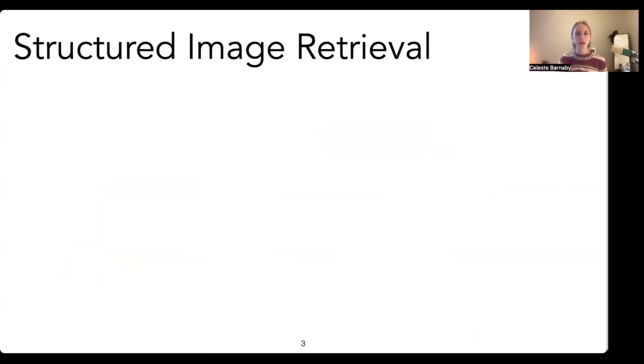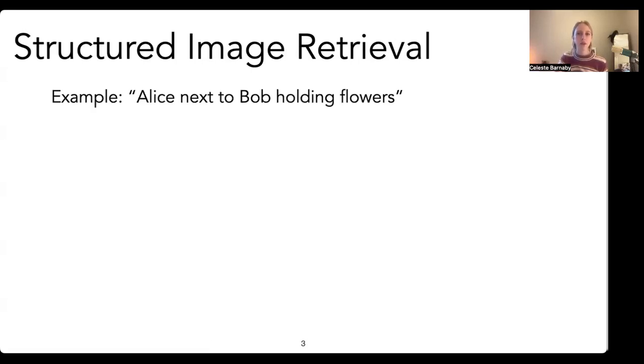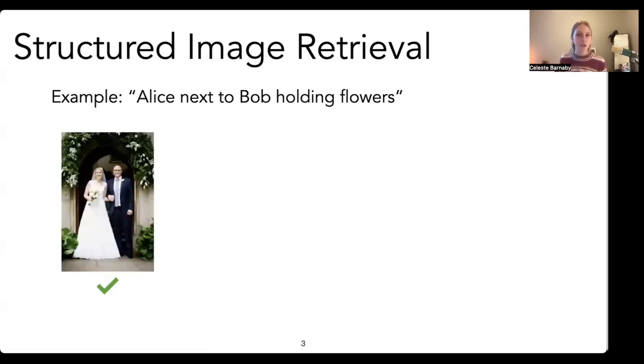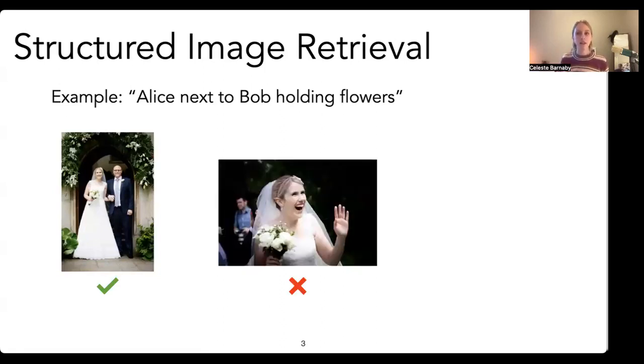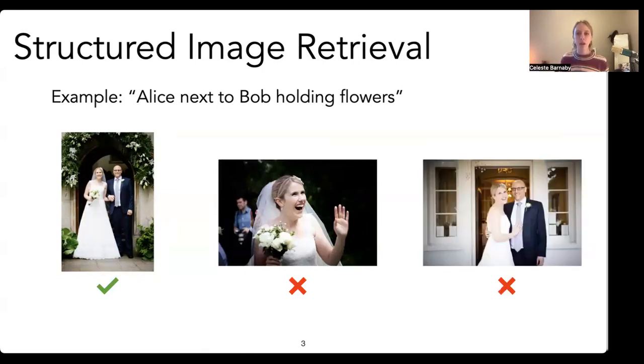These search tasks belong to a class of structured image retrieval tasks that require semantic reasoning about the structure of objects in an image. These tasks involve searching a large batch of images and returning all the images that match the user's logical constraints, while not returning any images that do not match them. For example, the task Alice next to Bob holding flowers requires returning this image, which matches all the specified constraints, while not returning this image of Alice by herself, or this image of Alice and Bob together without flowers.